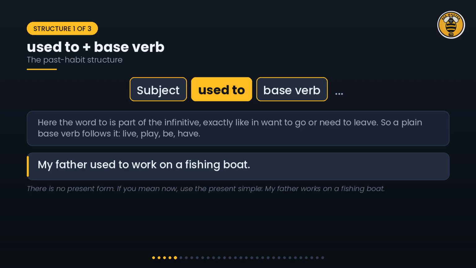Structure 1. Subject plus used to plus a base verb. Here the word to is part of the infinitive, exactly like in want to go or need to leave. So what follows is a plain base verb: live, play, be, have. My father used to work on a fishing boat. And here is something important. This structure only exists in the past. There is no present version. If you want to talk about now, you simply use the present simple: my father works on a fishing boat.